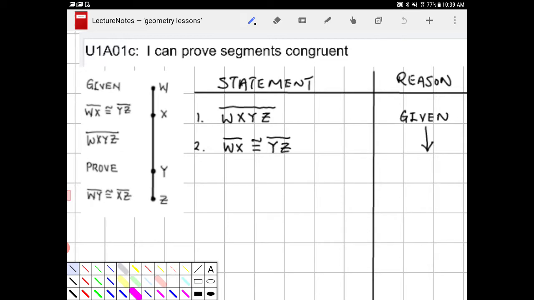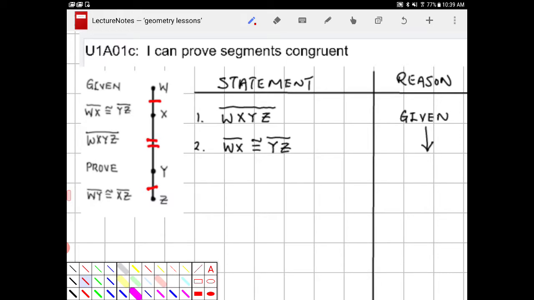So what I notice right now is that this segment here, which I'm going to use in red, WX is congruent to YZ. That is something that's given in the problem. Nothing in the problem is telling us what the segment XY is, so it doesn't have to be the same as WX or YZ, so for that reason I'm going to put 2 tick marks.